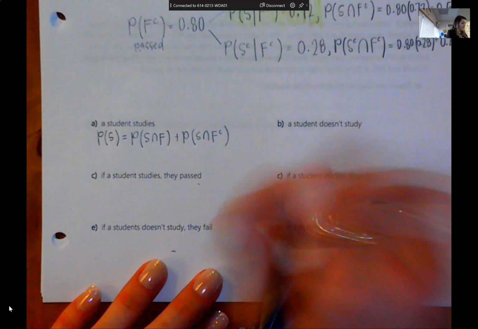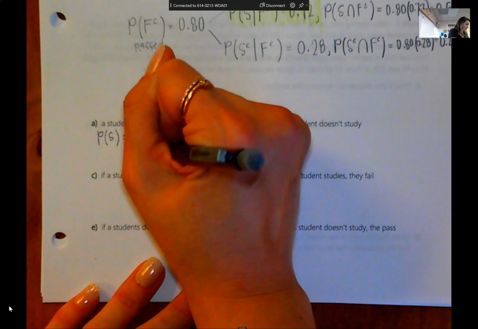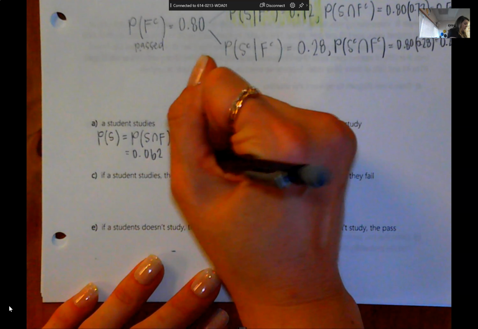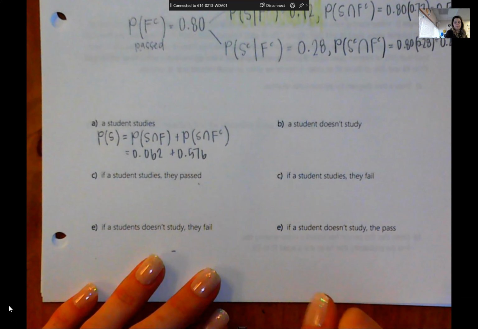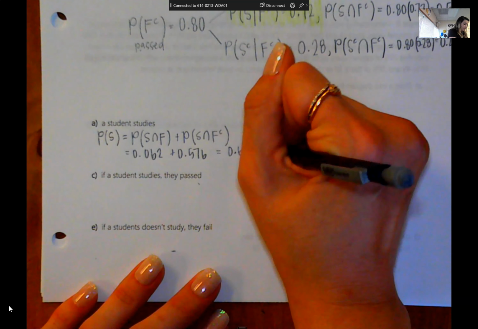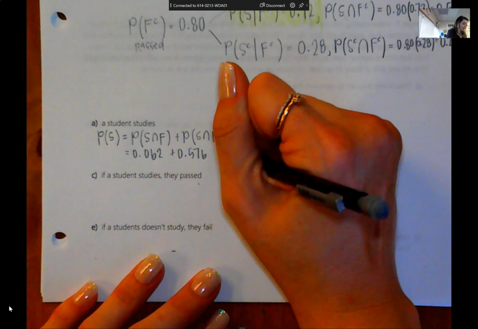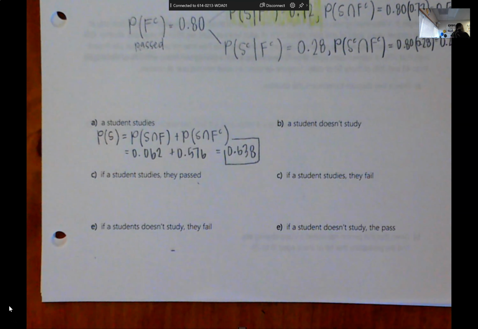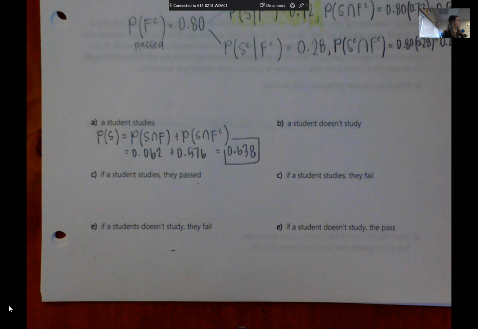So that's going to be 0.062 plus 0.576, which gives us 0.638. You're probably going to want to double check that. So if we randomly select a student, the probability that they studied is 64%. 64% of this teacher's students studied.